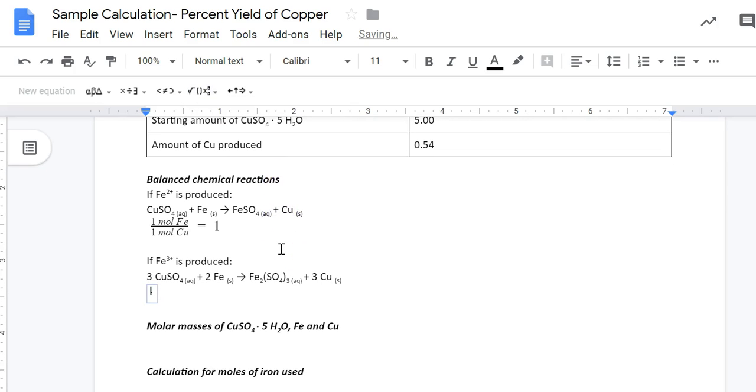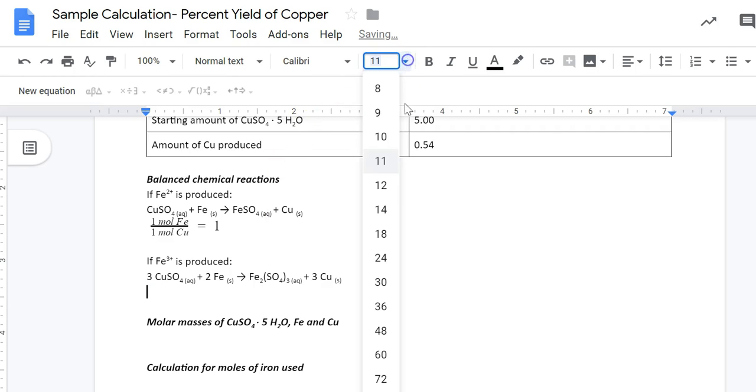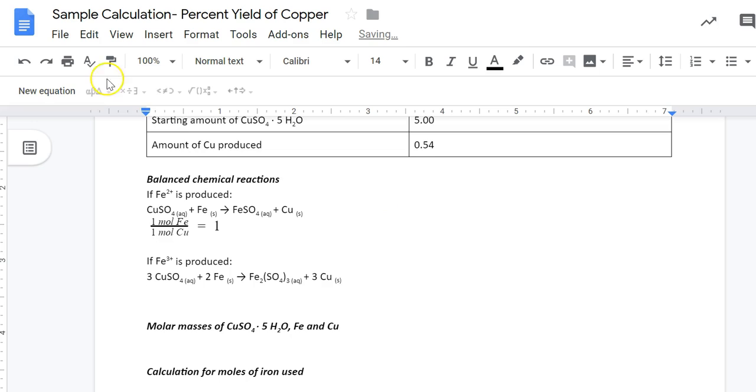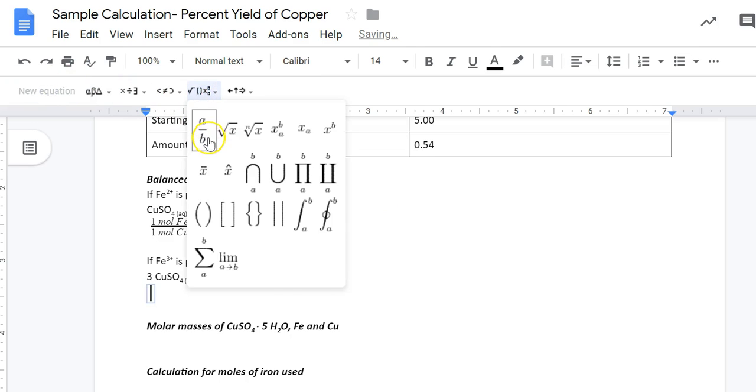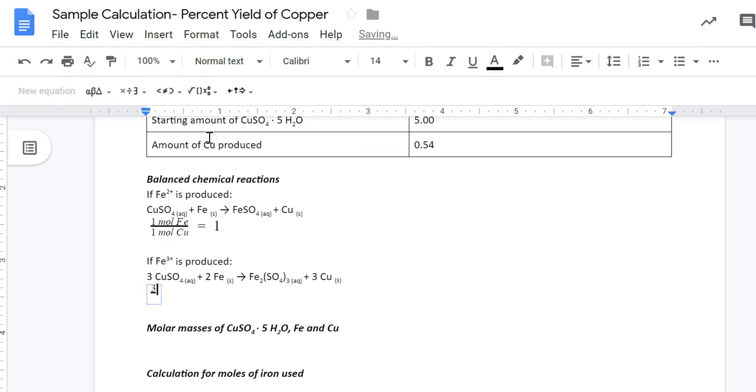If copper 3+ is produced, for every, let me make this a little bigger. Alright, if copper 3+ is produced, for every 2 moles of iron used, we would produce 3 moles of solid copper. So my mole ratio is 2/3.